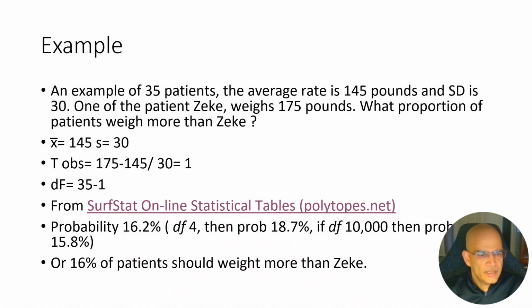But for now, we'll just say that degree of freedom is n minus 1, and then you go to the same statistical table or SurfStat, and then you find the probability. In this case, the probability is 16.2%, but you can play around with it. If the degree of freedom is 4, then the probability would be different, and if the degree of freedom is 10,000, then the probability would be different again. So the point is that the probability of you finding that result depends on the sample size.